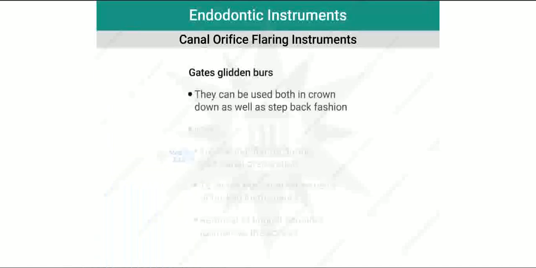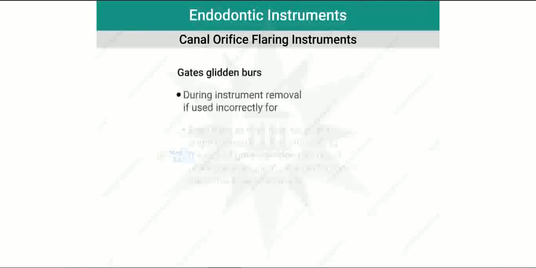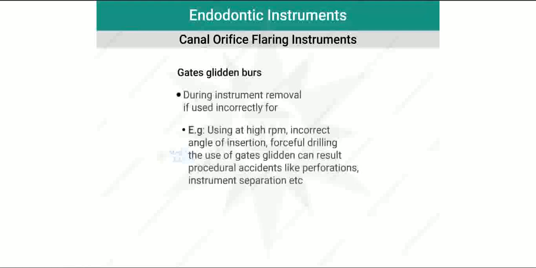Uses. They are generally used for coronal flaring during root canal preparation and to widen the canal for retrieval of broken instrument, and they are also used for the removal of lingual shoulder in anterior tooth. If used incorrectly, for example, at high rotations per minute, incorrect angle of insertion or forceful drilling, the use of Gates Glidden can result in procedural accidents like perforations or instrument separation, etc. So, these Gates Glidden instruments should be used only at the speed of 750 to 1500 rotations per minute.